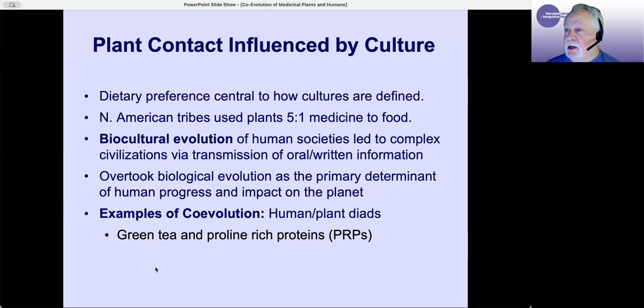Now, what we understand is in cultures like Japan, the levels of proline-rich proteins excreted are much higher than, say, here in the U.S. And that's because their traditional use of green tea goes back a very long time. And speaking of the biocultural evolution, think about the green tea ceremony, how important that is within that culture, and how to make it, how to prepare it, and all the elements that go into that preparation, presentation, and consumption.